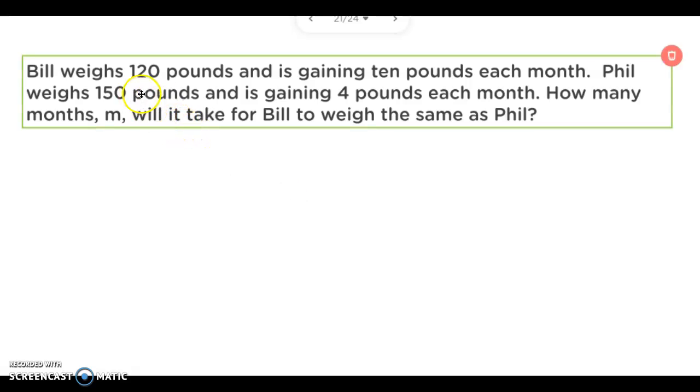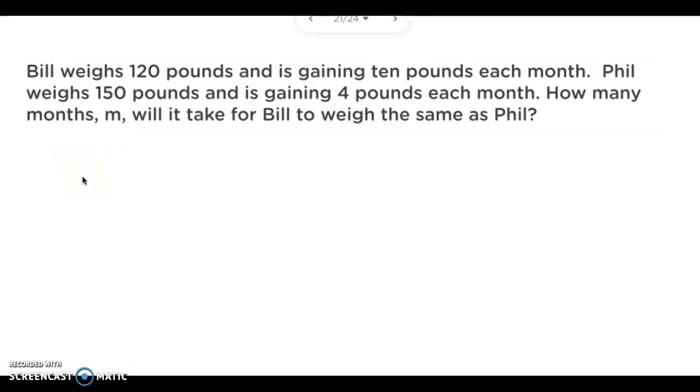Now, this says Bill weighs 120 pounds and is gaining 10 pounds each month. Phil weighs 150 pounds and is gaining 4 pounds each month. How many months will it take for Bill to weigh the same? Now this is an equation because it says same, but I want to look at realistically what's happening in this problem. Bill weighs 120 pounds, right?